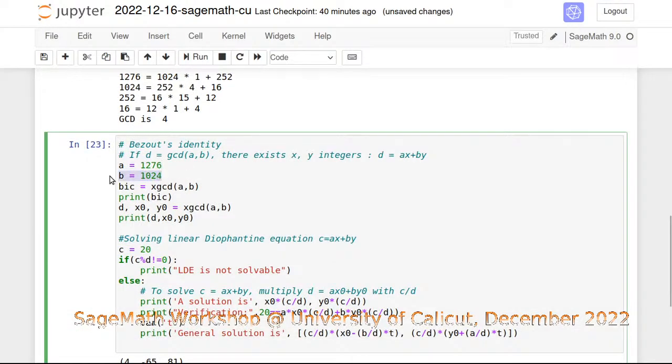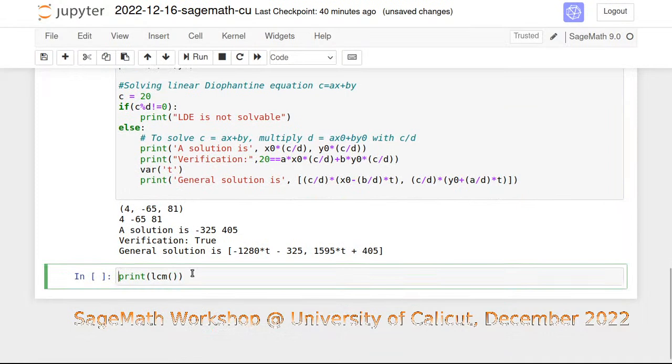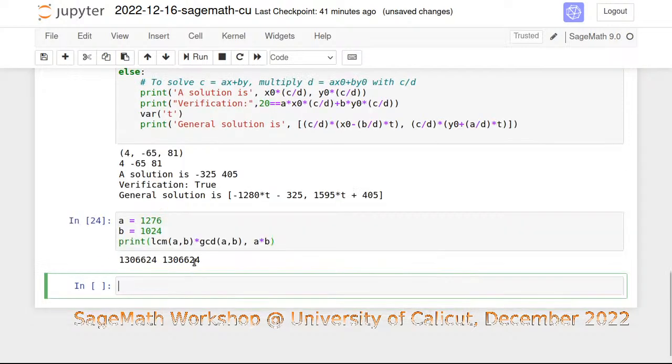So let us take a and b here. The result is that LCM into GCD is nothing but equal to the product of the two numbers. Let us try to see if this is true. LCM of a, b star GCD of a, b. Now a star b. What is the result? They are equal.